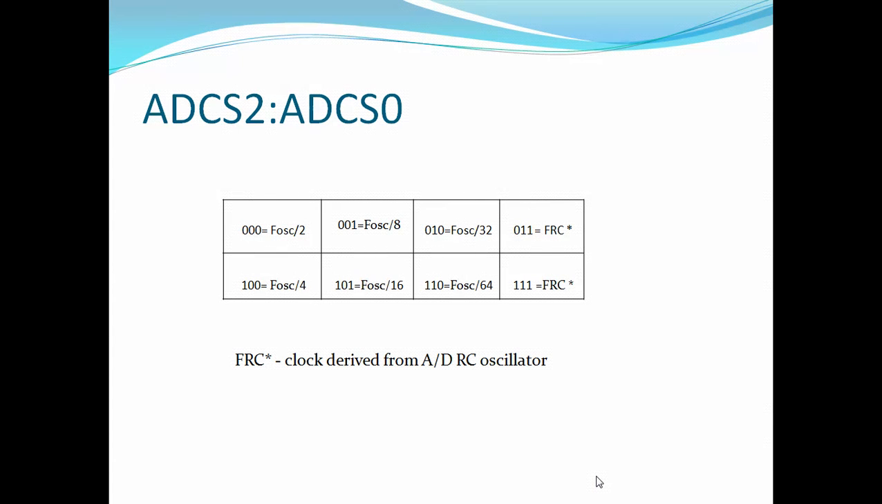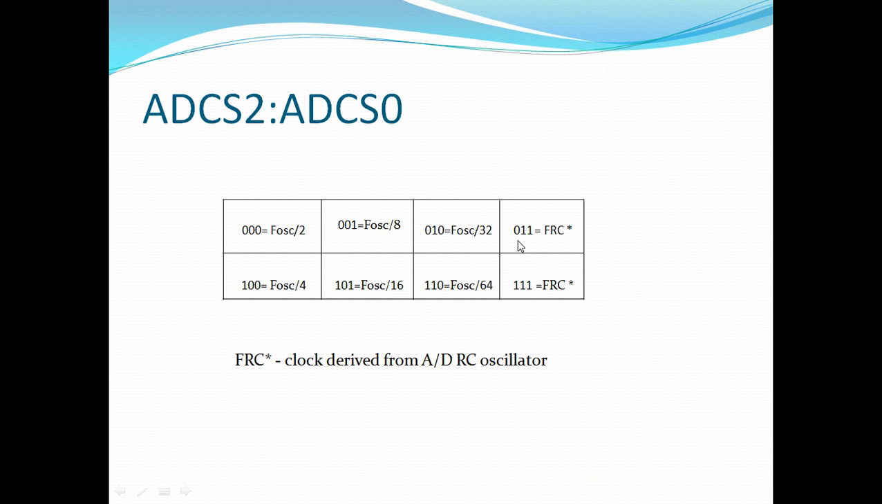If a 20 megahertz crystal is connected to this particular PIC microcontroller, then I will use 10 megahertz for ADC conversion. If I go for 100, then FOSC by 4, 5 megahertz. If I go for 001, then I will use FOSC by 8. Likewise, you can go up to FOSC by 64. This much minimum conversion time I can select for the conversion of analog input quantities into digital form.